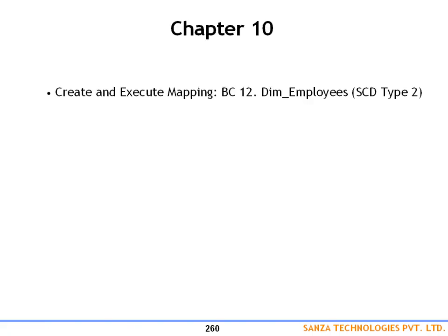Now, in this chapter 10, we are going to discuss loading the data into the dimension employee table, which is SCD type 2, slowly changing dimension type 2. It will be discussed in this mapping.